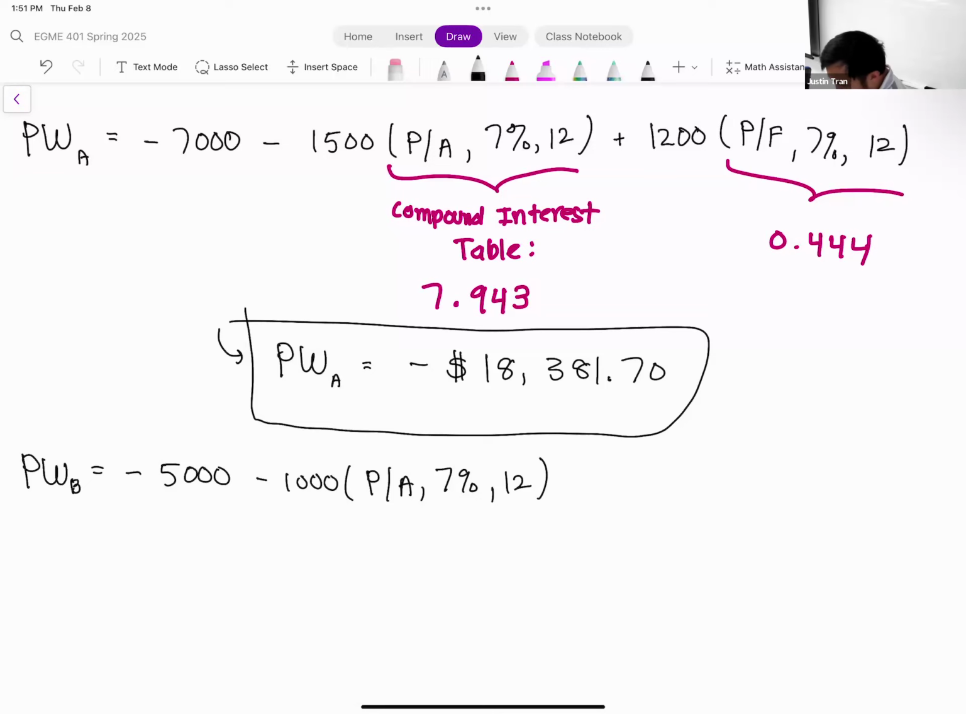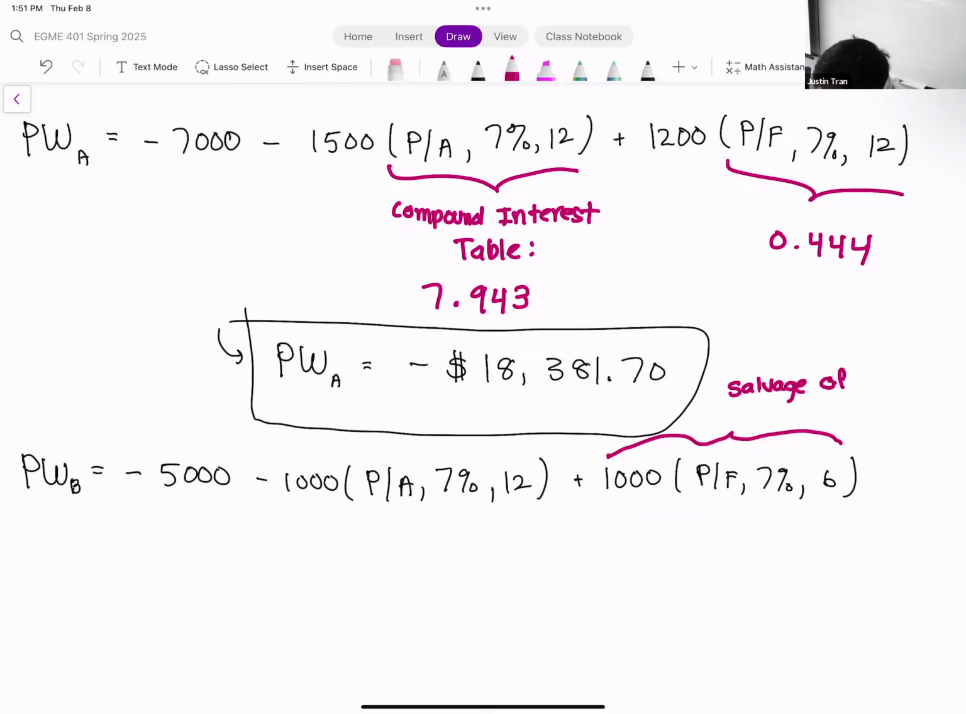We have to factor in the replacement now. We replaced the pump in year 6, and so two things happened with the replacement. We salvaged the original pump for $1,000 and we bought a new pump for $5,000. Both of those are single sums that occur in year 6. So let's do the salvage value first. The salvage value is a plus 1,000 P over F, 7%, and 6. This right here is from the salvage of the first pump.